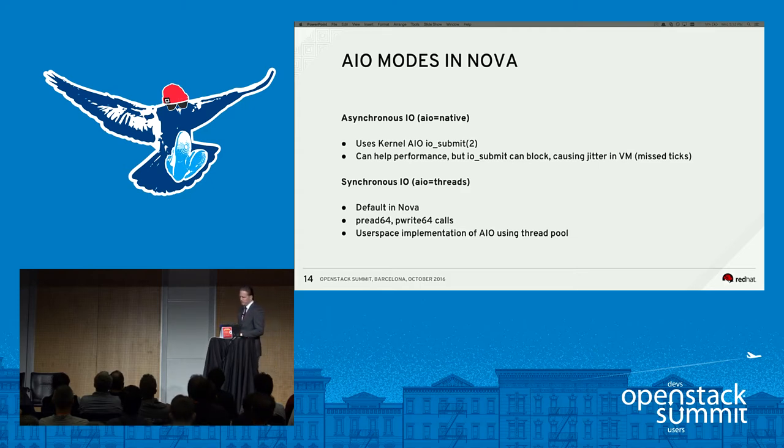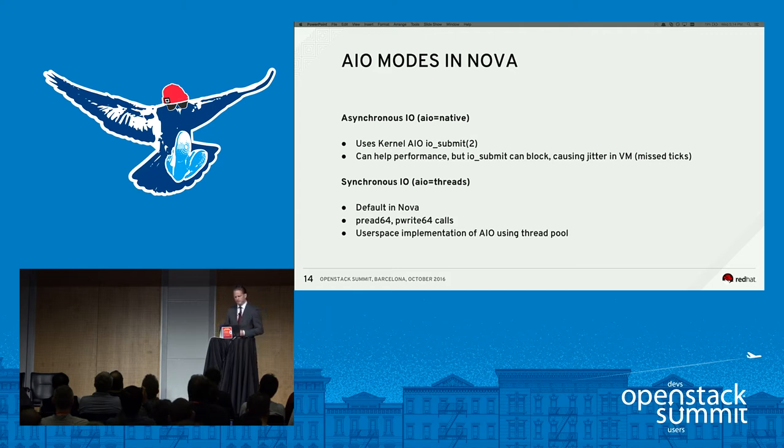Turns out that there are also multiple different AIO modes in QEMU, and actually at the last summit, it was hard-coded. You were only able to use the AIO method of threads. Turns out that the AIO method of threads is fairly safe. How that works is QEMU has its own user space implementation of a thread pool, and it just does pread64, pwrite64 calls. And that was just hard-coded in Nova. Now it's the default.